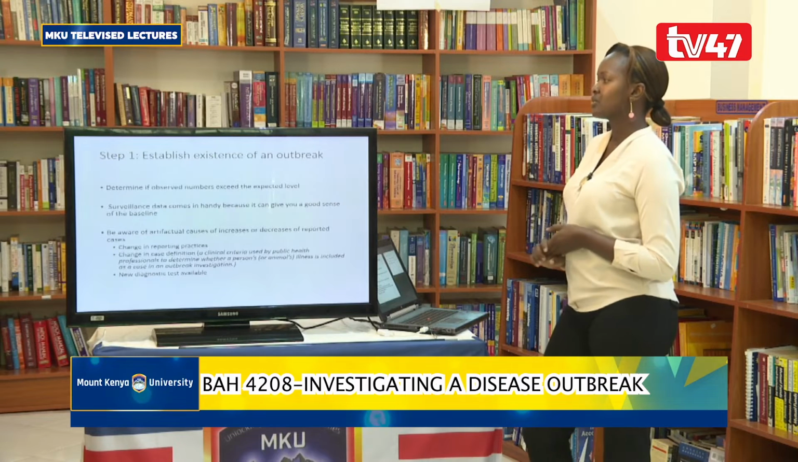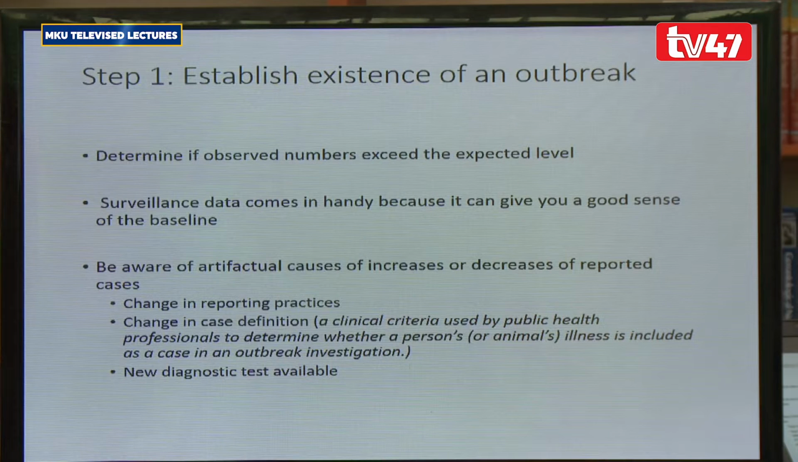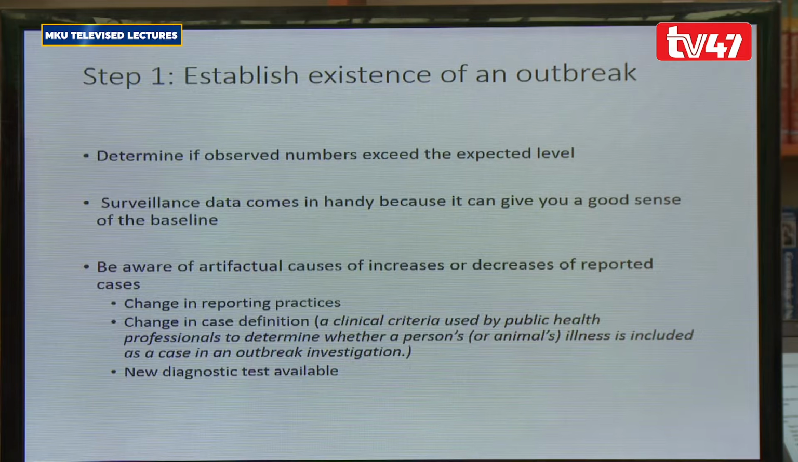So step number 1 is to establish the existence of an outbreak, and this is done by checking the numbers. As we agreed earlier, for a disease outbreak, the numbers are usually in excess of what is expected. So you need to know what the expected number is. For example, for COVID-19, we are supposed to have 0 cases. So if you have one coronavirus disease case, then it will be considered an outbreak. Surveillance data in this case becomes very important because it is what is going to guide you on what the expected number is and whether the numbers have gone beyond what is expected.